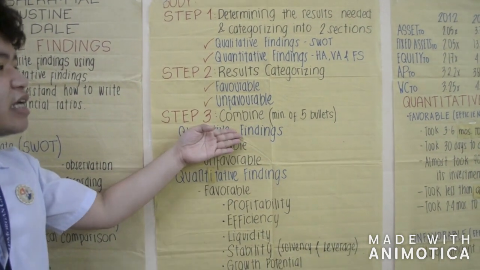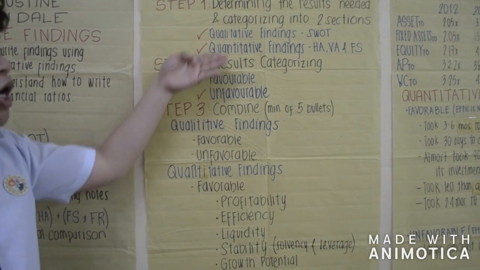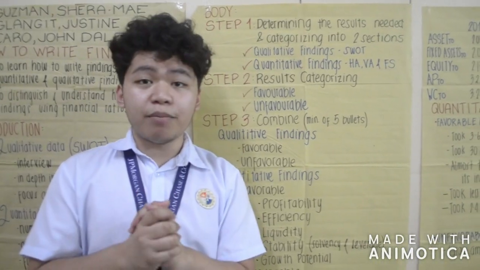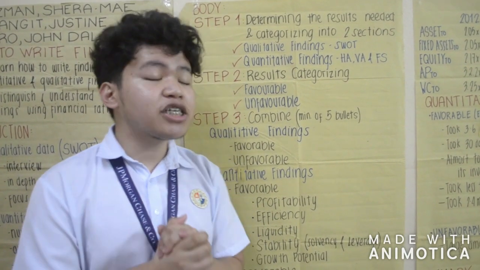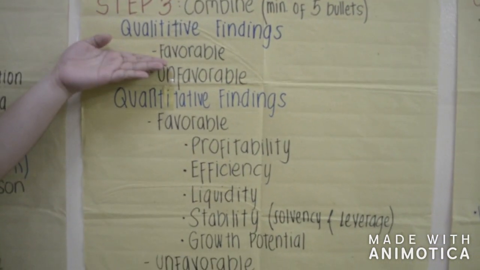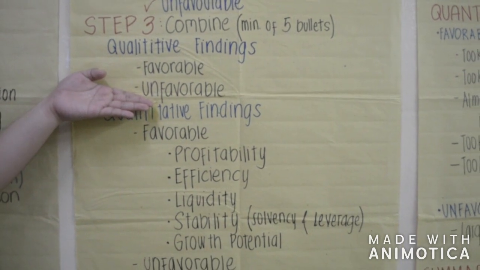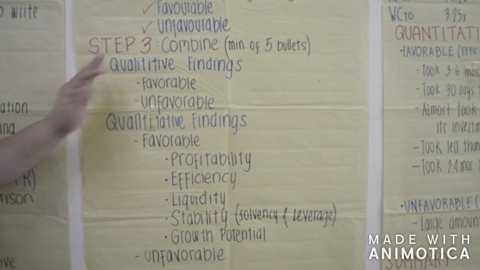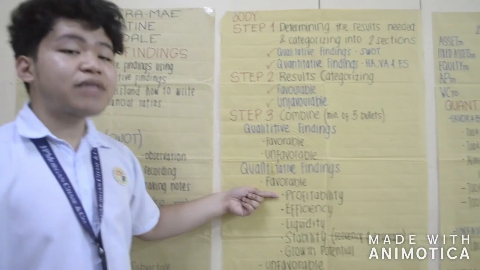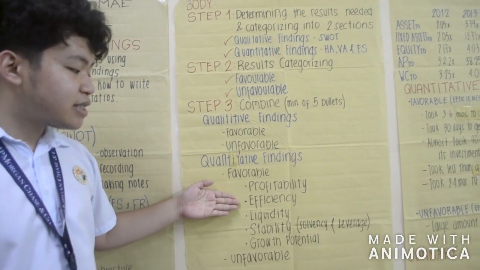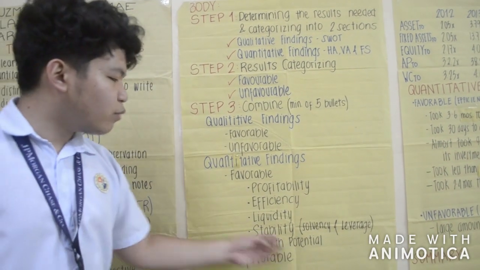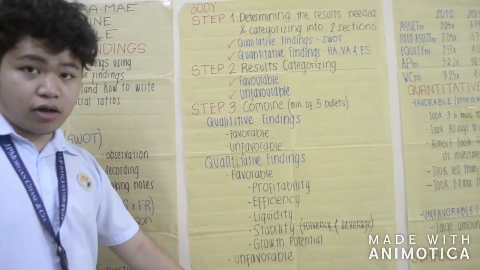Step 3, combining the favorable and unfavorable from qualitative findings and quantitative findings, with a minimum of 5 bullets per favorable and unfavorable. The correct format of the findings in a research paper is: first, qualitative findings with subsections of favorable and unfavorable with a minimum of 5 bullets each, and then quantitative findings, favorable with 5 bullets for the 5 types of financial ratios: profitability, efficiency, liquidity, stability, the hybrid of solvency and leverage, and lastly the growth potential with the same 5 financial ratios in unfavorable.